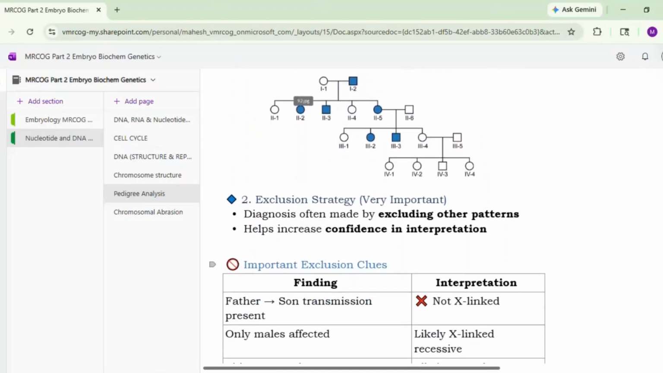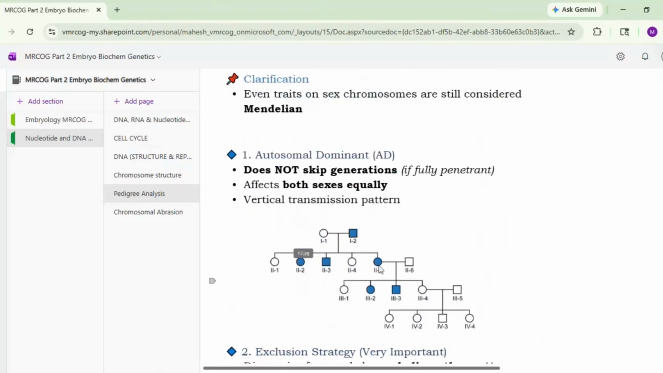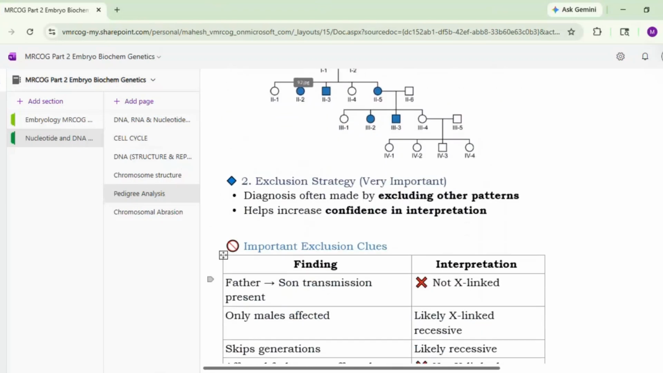So the important thing here is that father-son transmission is present. The father can transmit the disease to the son, which is not seen in X-linked.